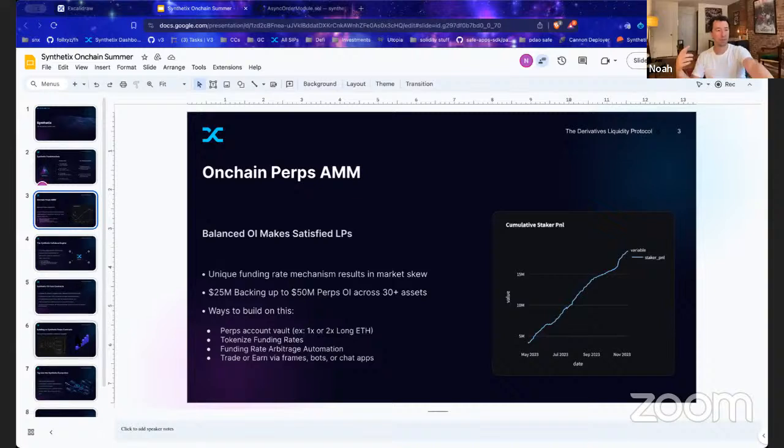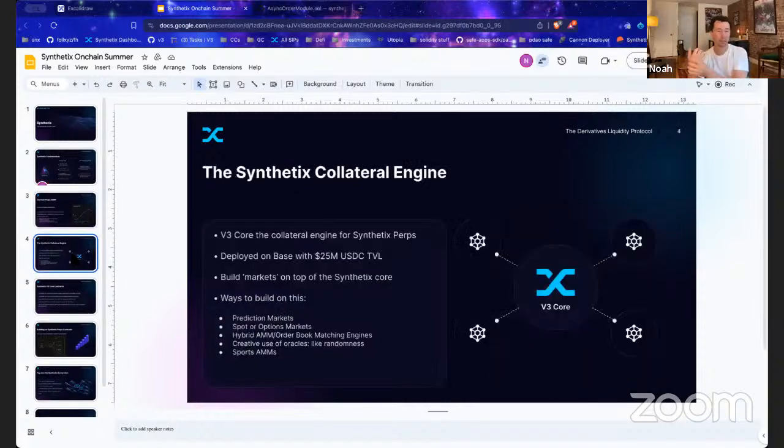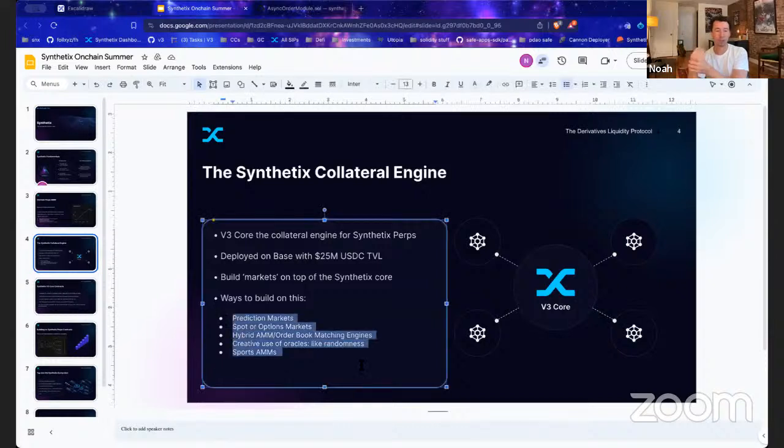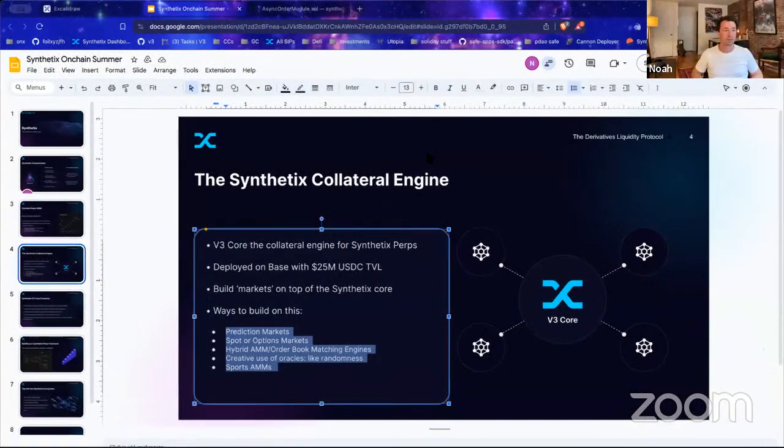So on the slide we were just on a second ago, there are a couple ideas for different types of markets that you can start building, like a prediction market, like spot or options markets, sports betting type of things, and randomness oracles. So that's a whole category that you can explore, and that's parallel to building things on top of the perpetual futures markets that are driving the main volume on Base right now.